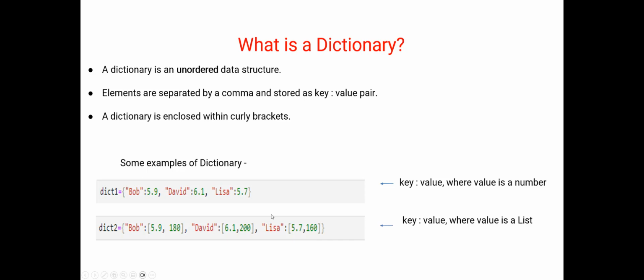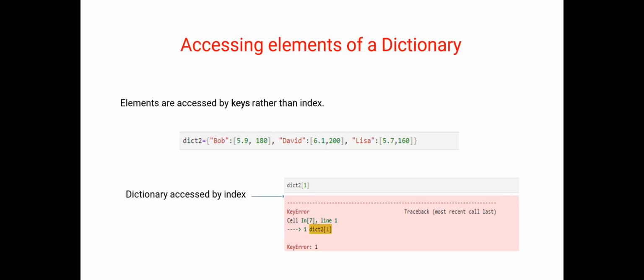Now that you know what a dictionary is, let's understand how we can access elements inside it. Now, I think by far, you must have realized this already, that elements in a dictionary cannot be accessed by index. So this is a dictionary. If you try to access an element by index, say you give dictionary of 1, in this case you will get this error that the key does not exist.